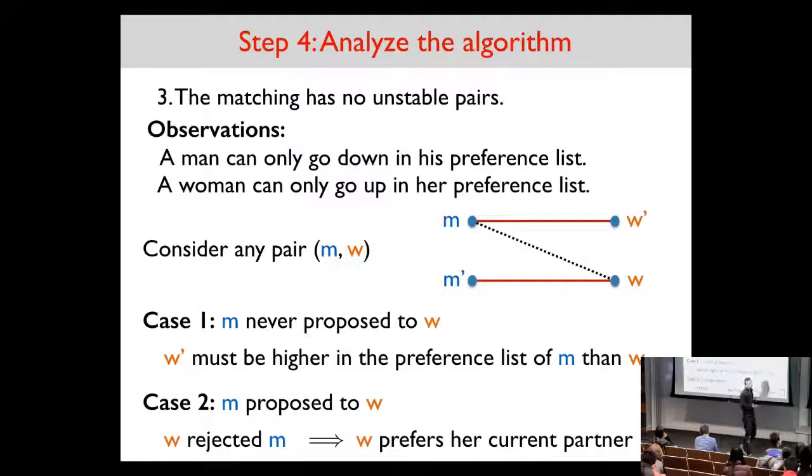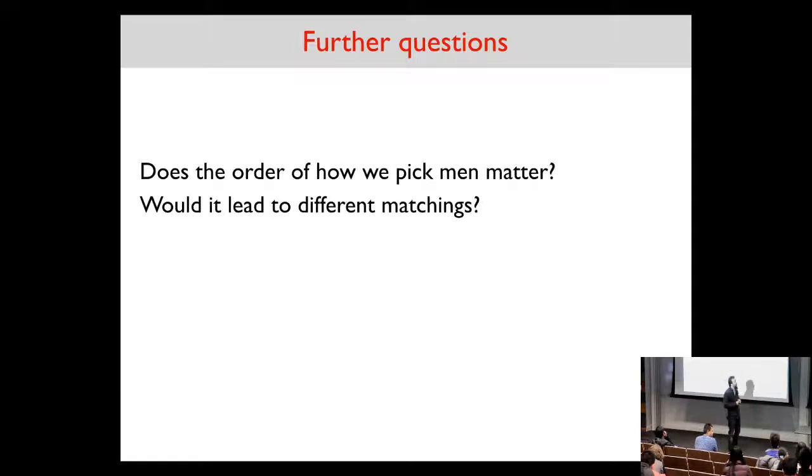And that's like 1, 2, 3, we're done. Okay, so further questions. So this is coming to what you ask, actually. So what other kinds of observations can we make about this algorithm?